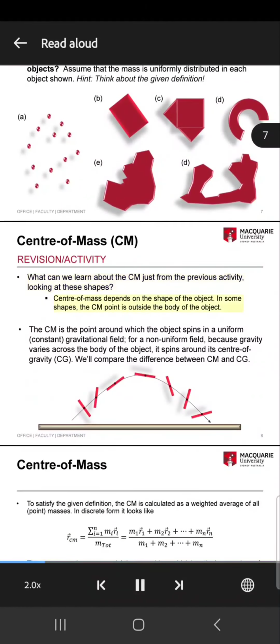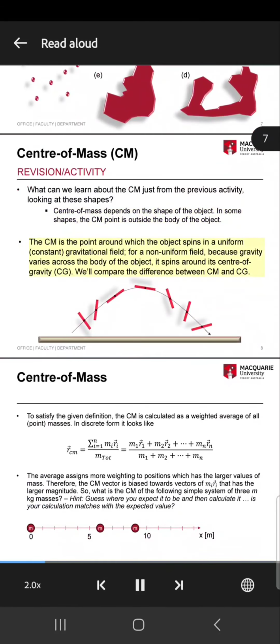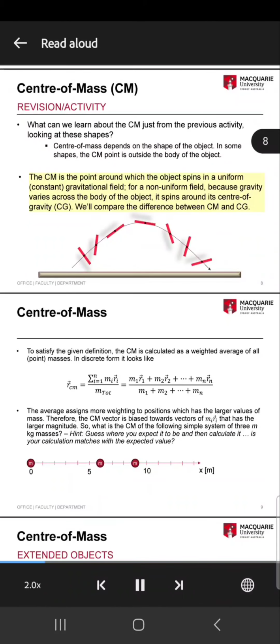What can we learn about the CM just from the previous activity? Looking at these shapes, center of mass depends on the shape of the object. In some shapes, the CM point is outside the body of the object. The CM is the point around which the object spins in a uniform constant gravitational field. For a non-uniform field, because gravity varies across the body of the object, it spins around the center of gravity, CG. We compare the difference between CM and CG.